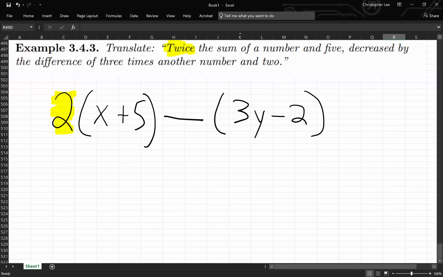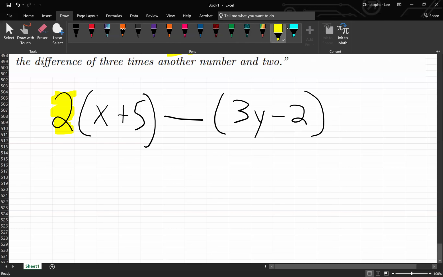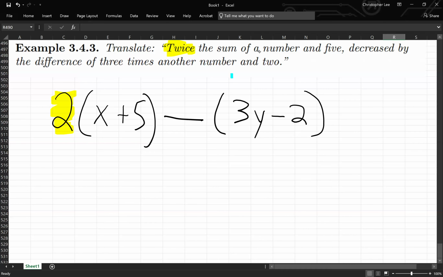That means I'm going to double whatever's about to come after that word, right? So that's the 2. The next part is just the sum of a number and 5, right? That's just this part here. So the sum of a number and five means x plus, it doesn't matter, right, 8, 7, and 8, x plus 6, 7, 5 in this case. It's 5. So, okay, I got it.